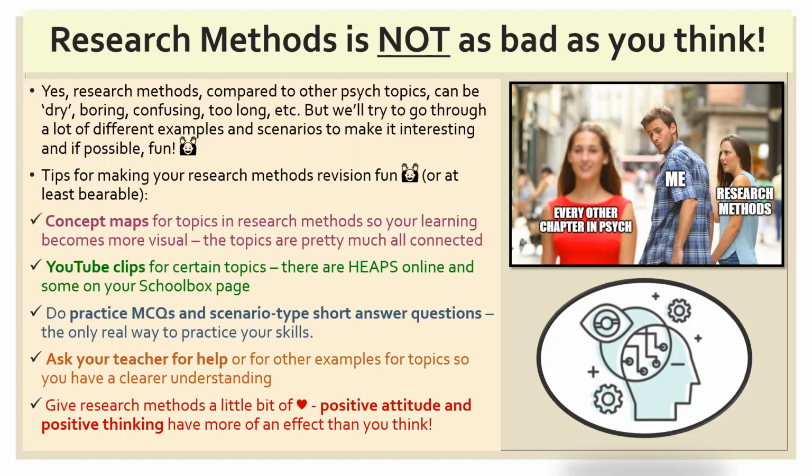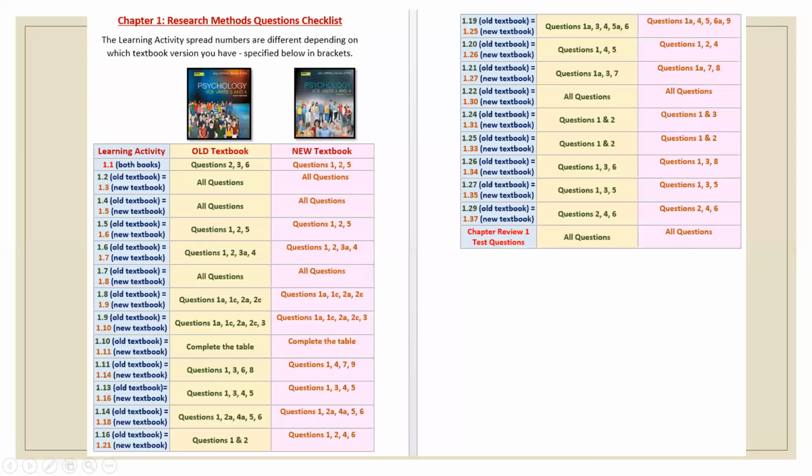Okay, cool. So that's basically a little intro. Now, before you get a heart attack, this is the chapter 1 research methods questions checklist. The questions have been selected, even the ones that say all questions. Actually, there's only probably 2 or 3 questions in that entire learning activity for you to do. So these are your learning activities which you have to complete.